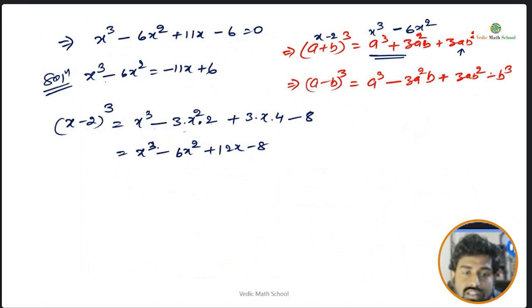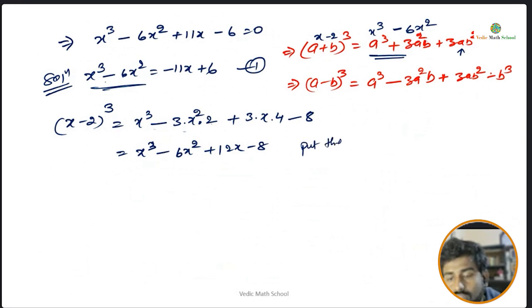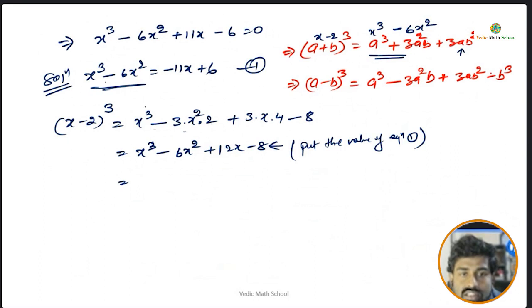So what we are going to do here, we are going to put this x cube minus 6x square from here to this value. Okay, so we are going to put the value. Suppose that this is our equation 1. Put the value of equation 1. I'm going to put this.